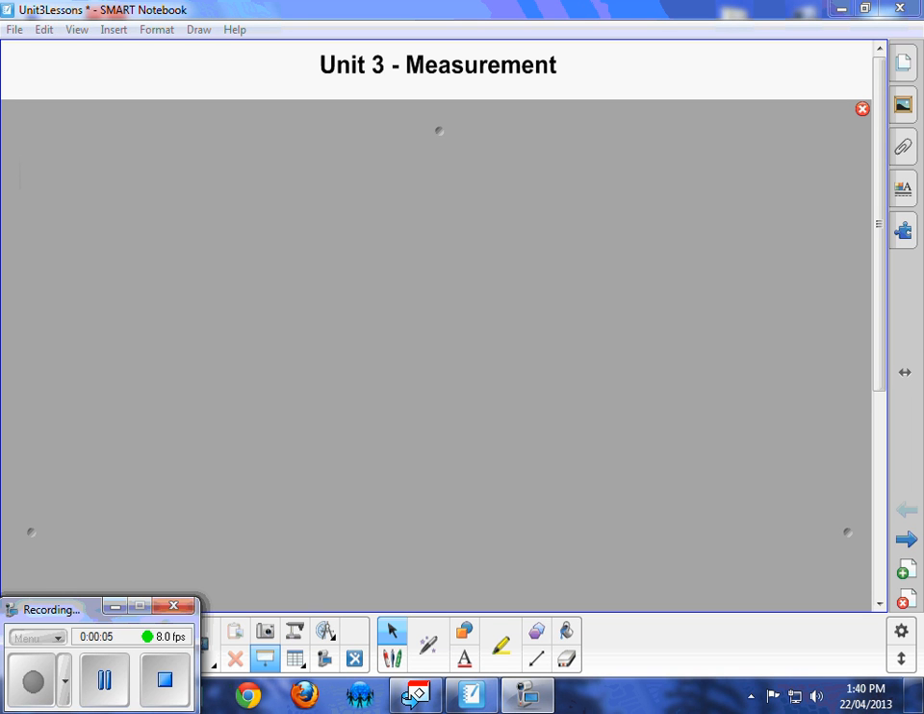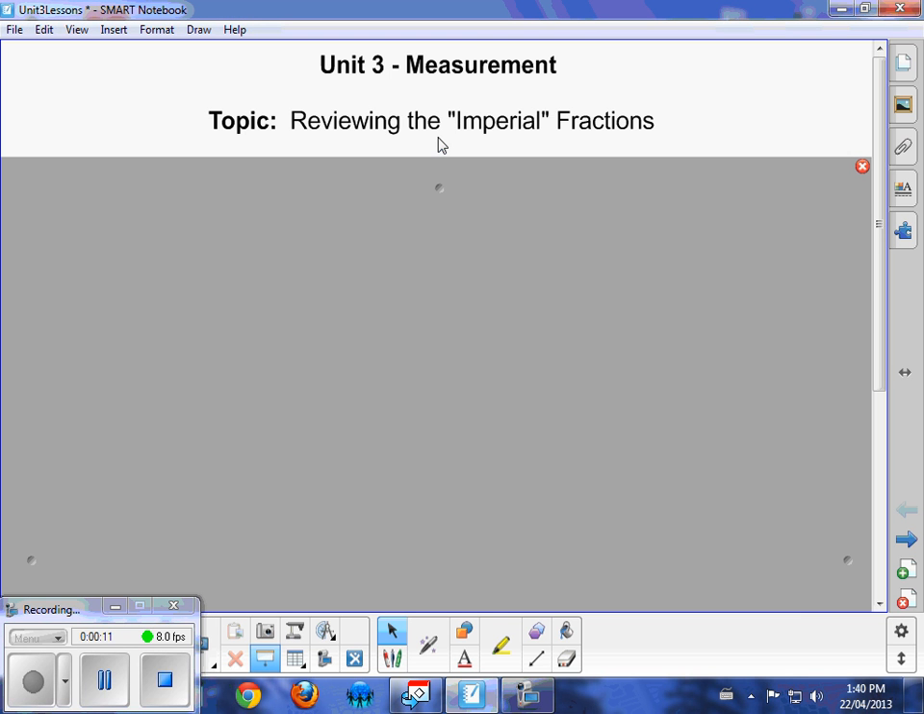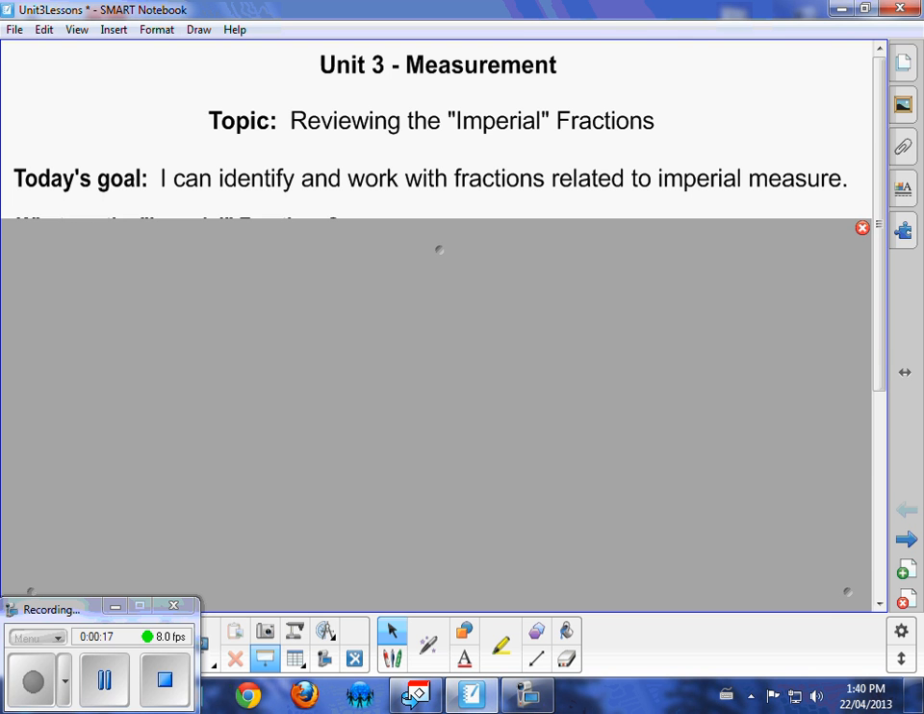We are into measurement. We are looking at measurement. That is the overall topic. Today, what are we looking at? We're looking at reviewing the imperial fractions. So today's topic, we are looking at imperial fractions. So the goal: I can identify and work with fractions related to imperial measure.